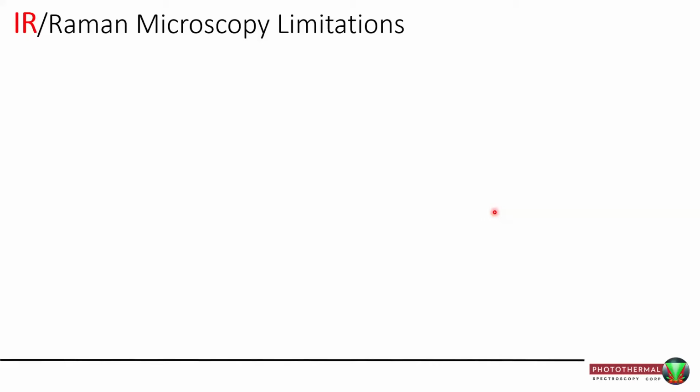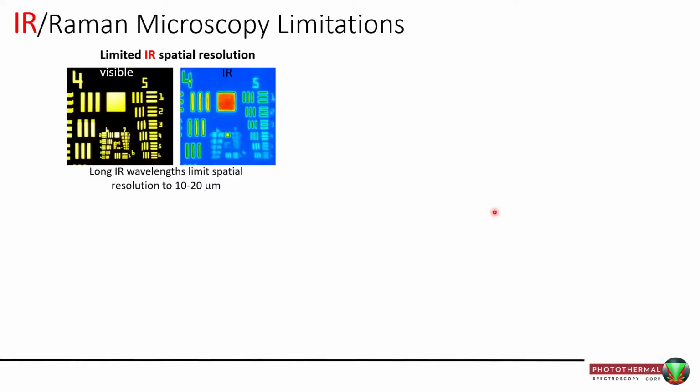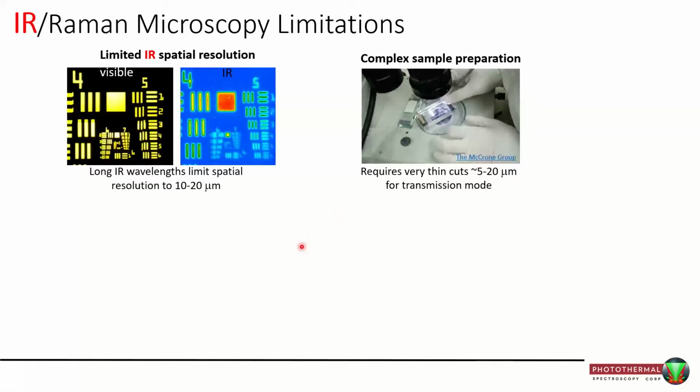So starting with some of the IR limitations, and IR can be FTIR, or it can be some of these emerging QCL microscopy techniques. First and foremost, it's limited spatial resolution. As we're dealing with long wavelengths, fundamentally, we can only see so much, and we're limited by those long wavelengths. So practically speaking, that means the spatial resolution with a typical FTIR or QCL microscope is on the order of 10 to 20 microns. Complex sample prep is another key issue. Ideal spectra are recorded in transmission mode, where thin cuts are required, 5 to 20 microns. In fact, we'll hear from Victoria later that some of her pieces are even 2 microns thick. So that presents certainly some challenges.